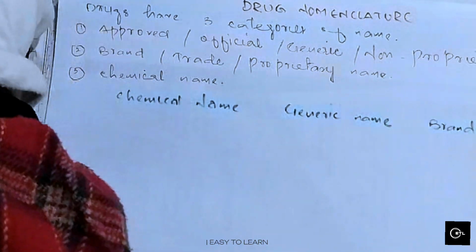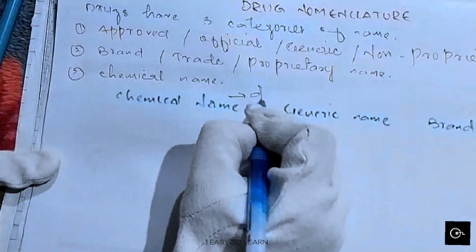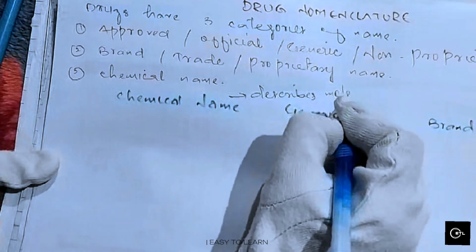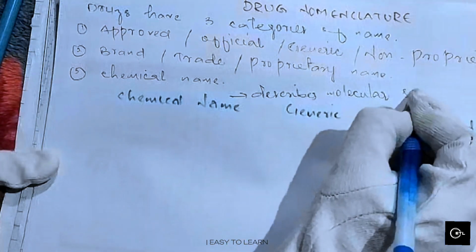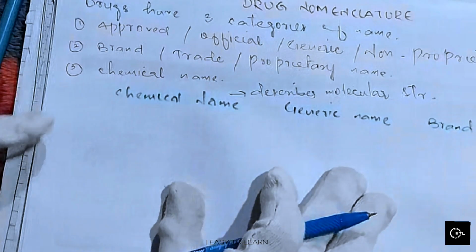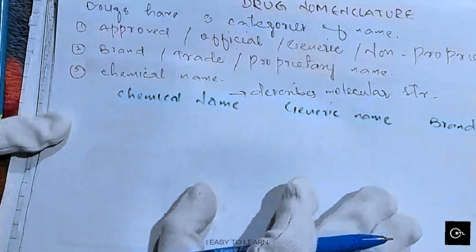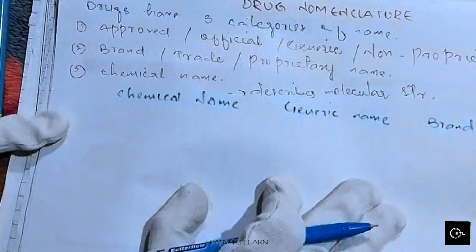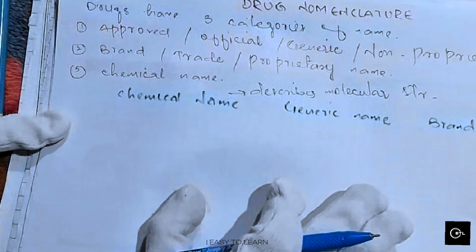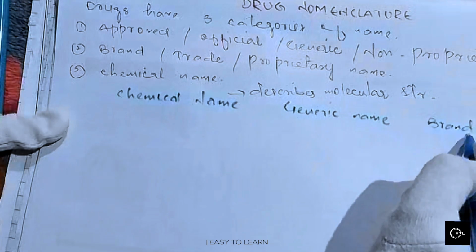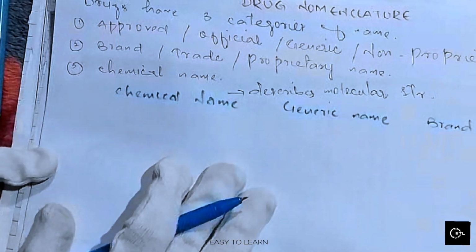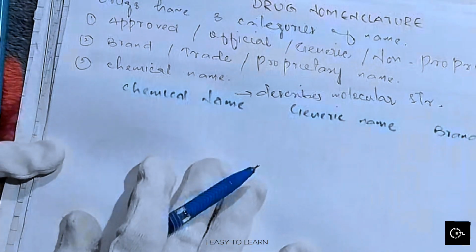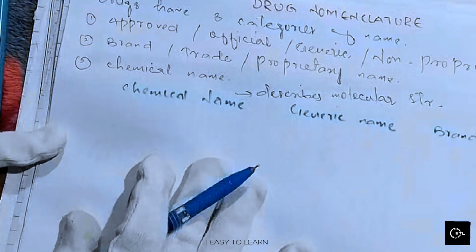Chemical name, we can say it describes molecular structure, and generic name, it is often based on the chemical structure, and the brand name is the trade mark by the manufacturer. Okay, so this is a brand name. Here chemical name, we are understanding this by some examples.